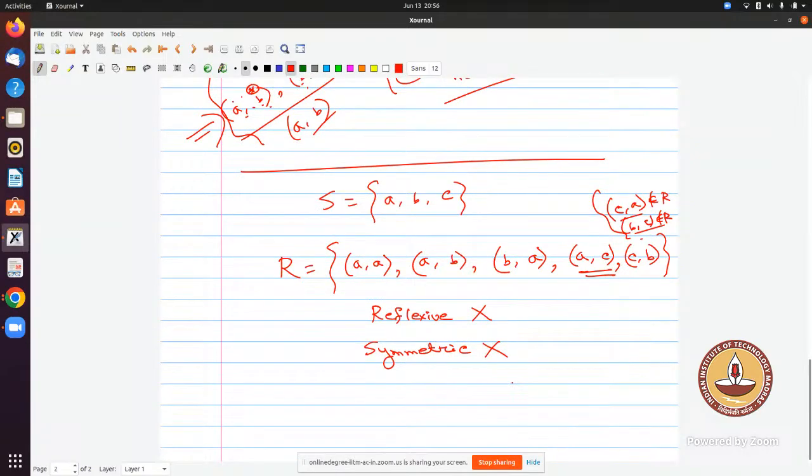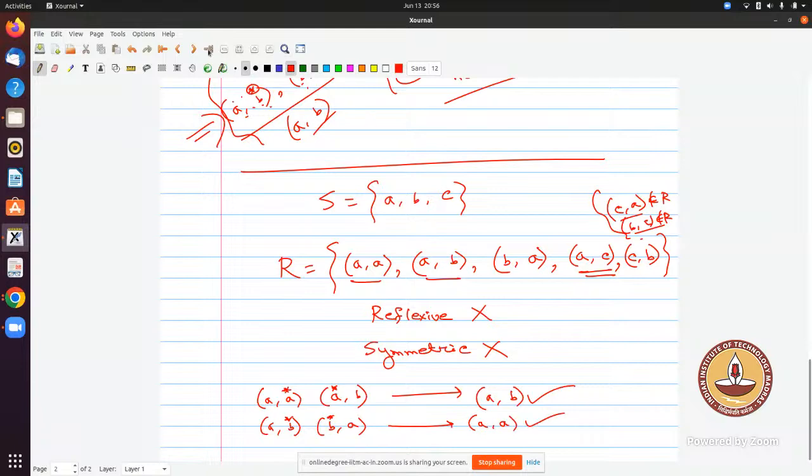Is it transitive? Yes, sir, it is transitive. Okay, now let me explain. If A comma A and A comma B are there, which element should be there? A comma B. Yes, it is there. Now A comma B and B comma A: this is A comma A, and it is there. Correct?